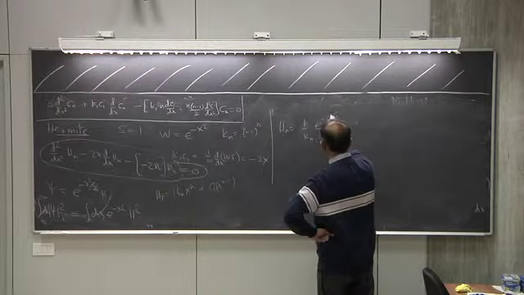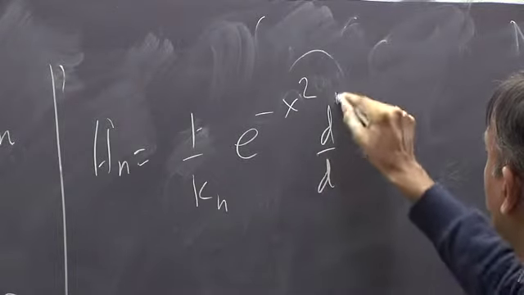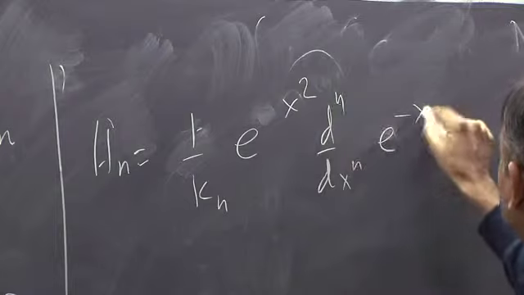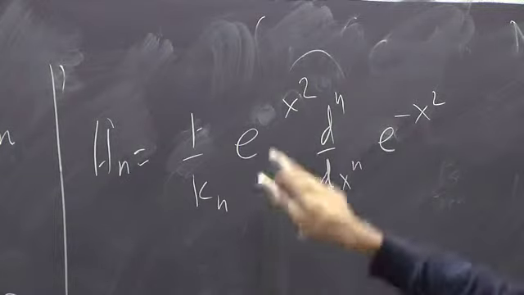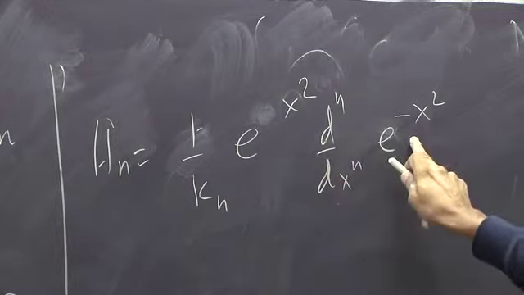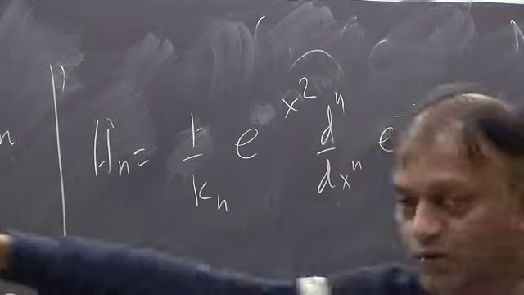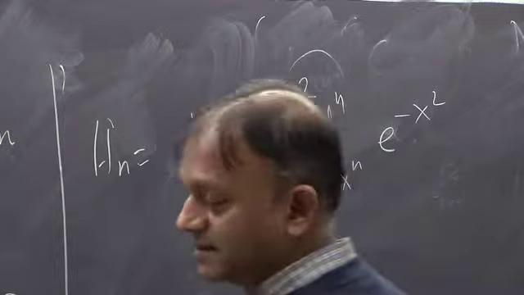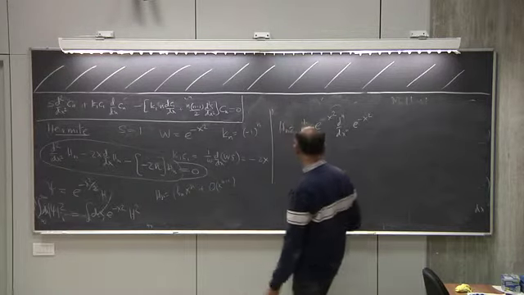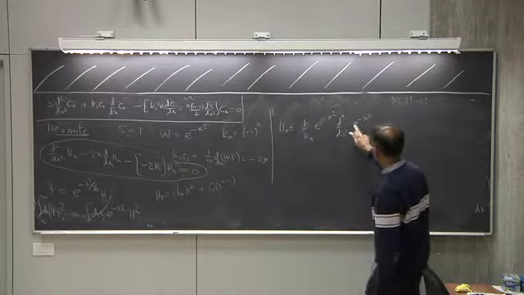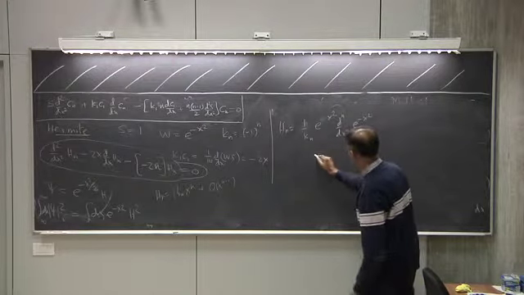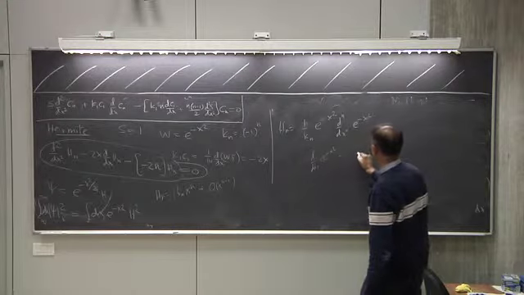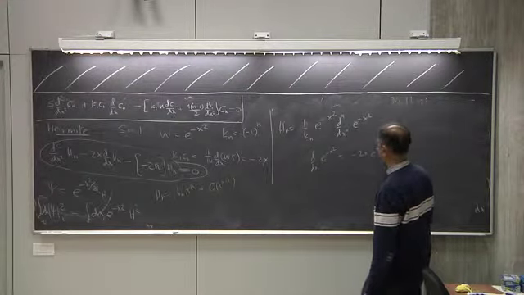e to the plus x square d^n/dx^n of e to the minus x square, correct? This was 1 over w, d^n times w, but times s to the n, but s is 1. So this is what it is. And I want to look at the x to the n term. How can I get the x to the n term? Every time d/dx acts on e to the minus x square, it gives you minus 2x e to the minus x square, right?